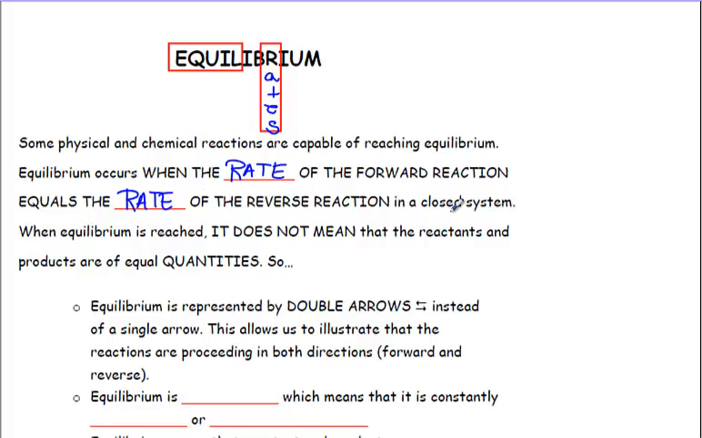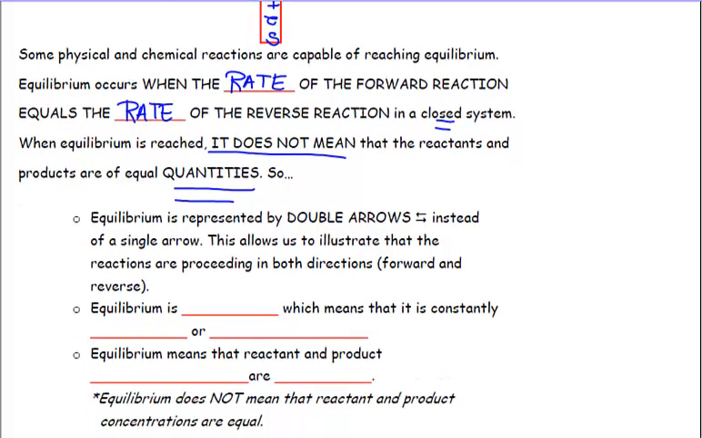In a closed system, this is very important, so it has to be closed. When equilibrium is reached, it does not mean that the reactants and products are of equal quantities. This is very, very important. So equilibrium is represented by double arrows that look like this, instead of a single arrow. This allows us to illustrate that the reactions are proceeding in both directions, forward and reverse.